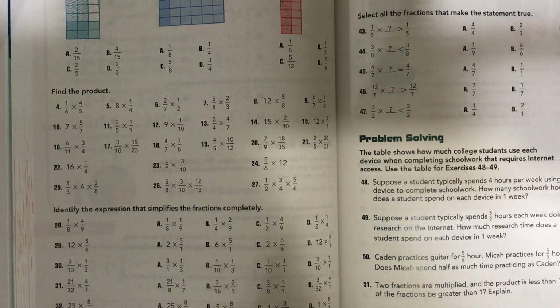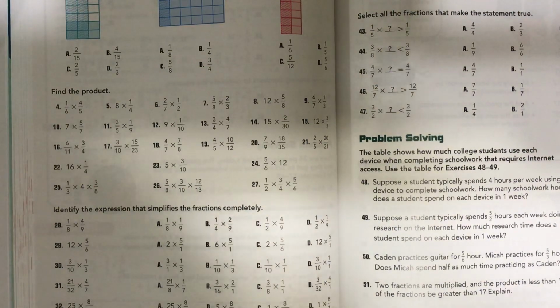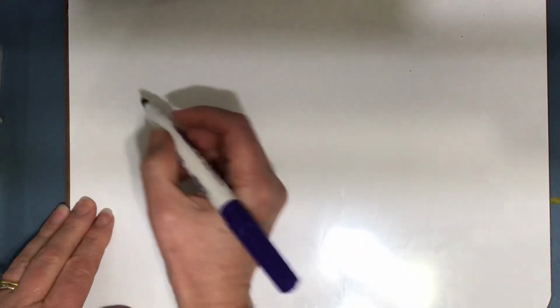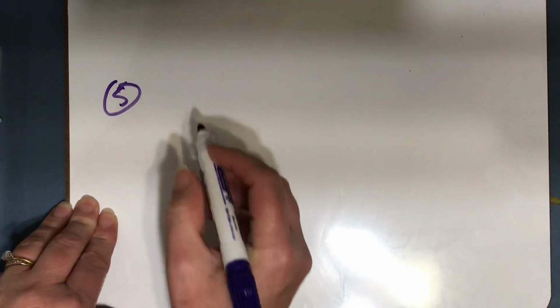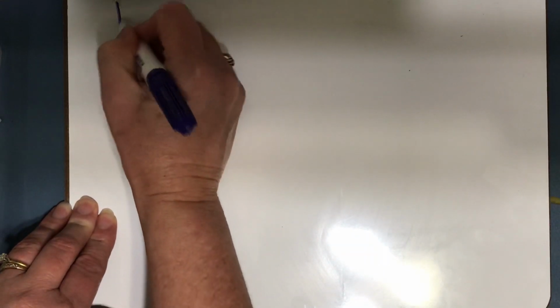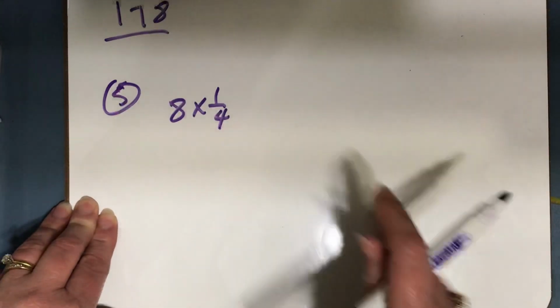I'm going to go over some of the problems on page 178 and 179. You will be doing the evens, so I'm going to do a few of the odd problems. I'm going to start on page 178 with number 5. Number 5 is 8 times 1/4. And remember that I am on page 178 in your textbook.